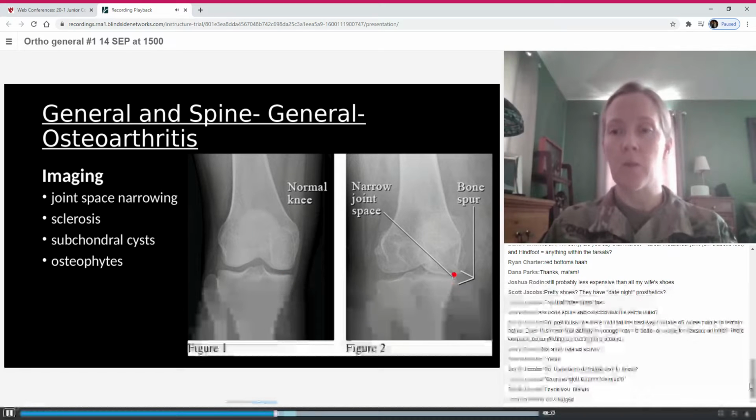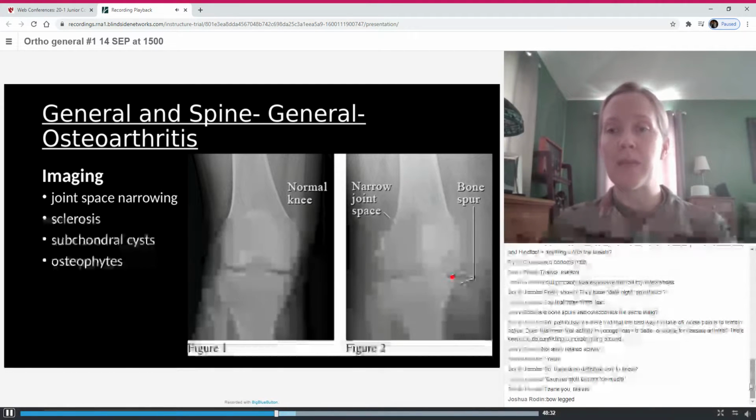And then when we get into our osteoarthritis knee, we have that same space out here laterally, but that spacer has been worn away in the medial compartment. So we have joint space narrowing. We've got these little bone spurs sticking out.